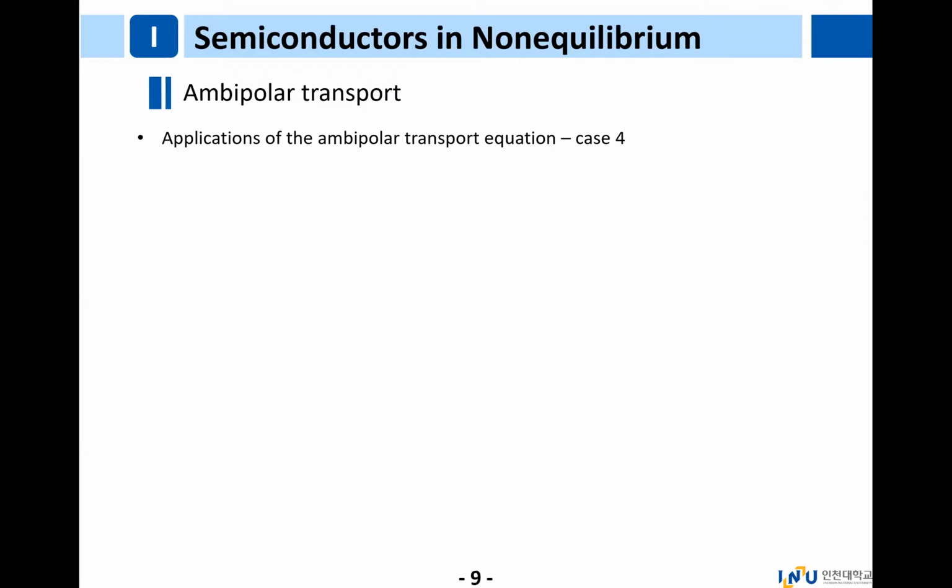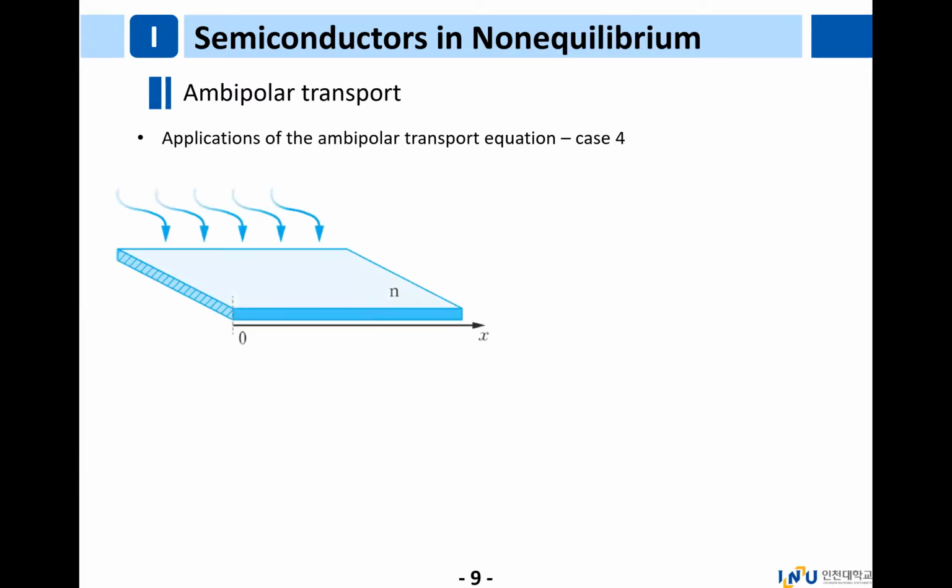Now let's explore the scenario where carriers are continuously drawn into a carrier sink at one point. We will consider the case where uniform intensity light is continuously applied to the entire sample, while a carrier sink exists at a specific point. In this case, let's examine the distribution of excess carriers.